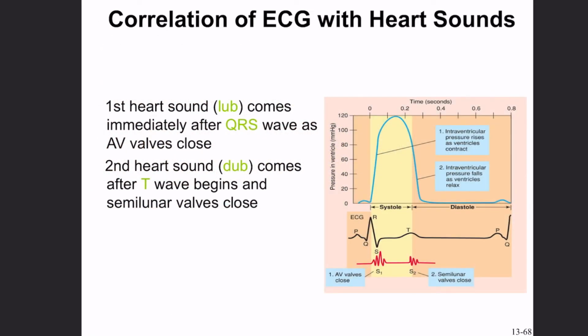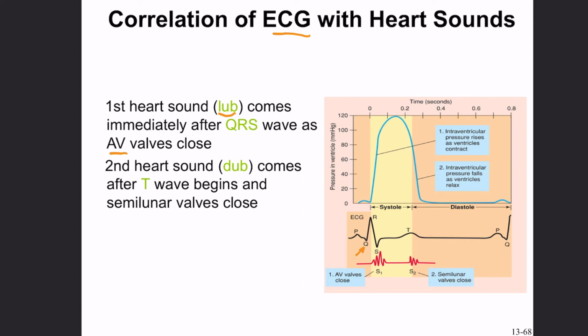So how do we correlate what we saw with the ECG as well as heart sounds? The first heart sound, the lub, comes immediately after the QRS wave, after depolarization of the ventricles. So after depolarization, the ventricles contract, which closes the AV valve, which causes this lub sound.